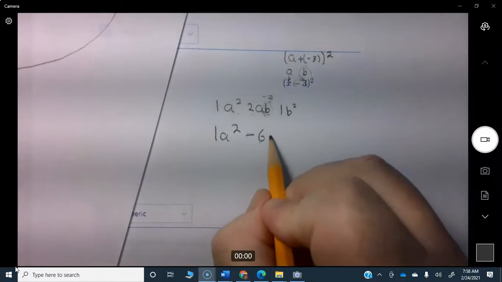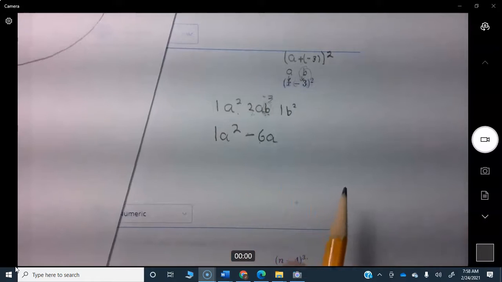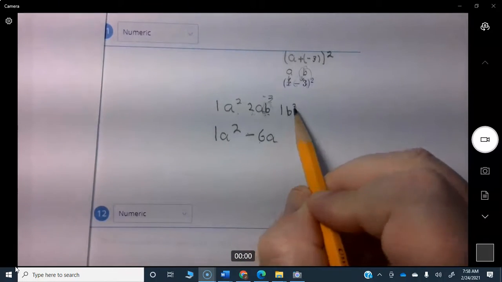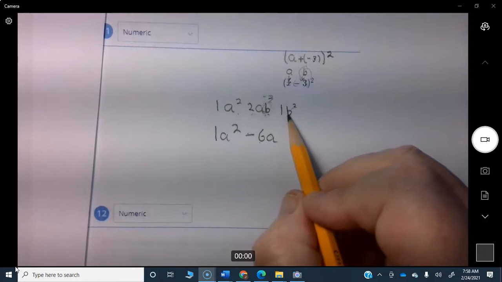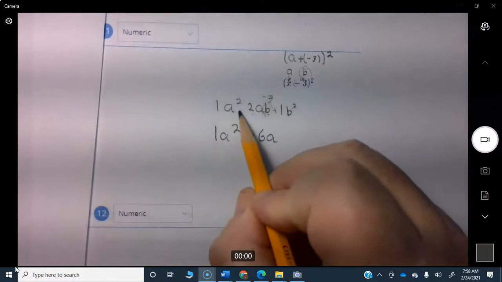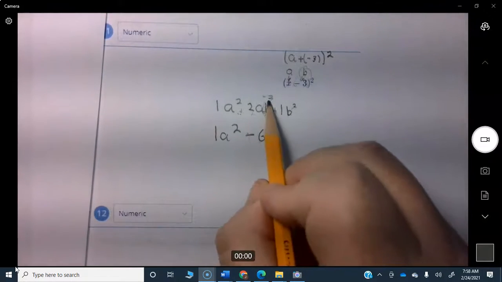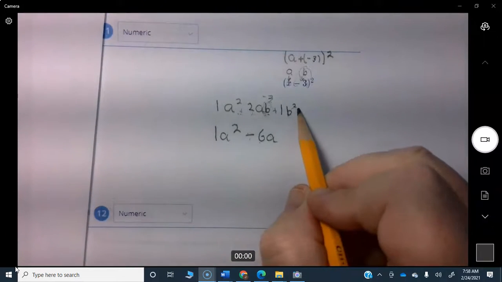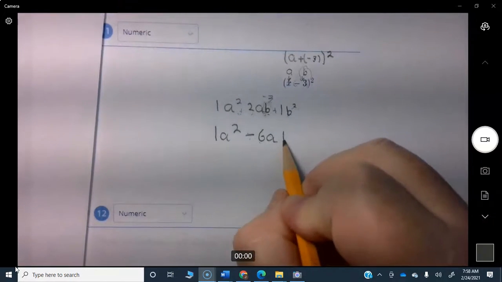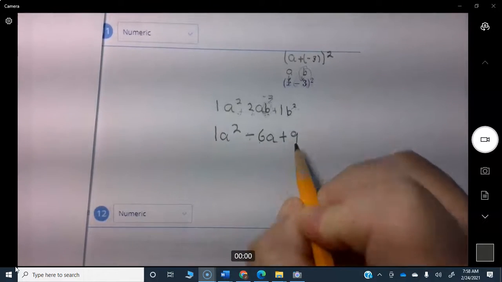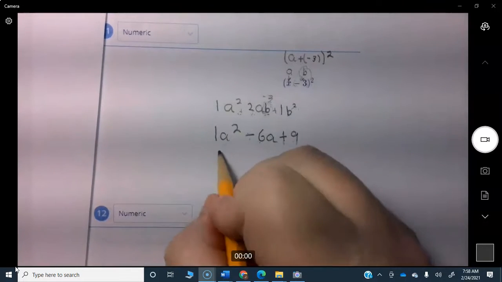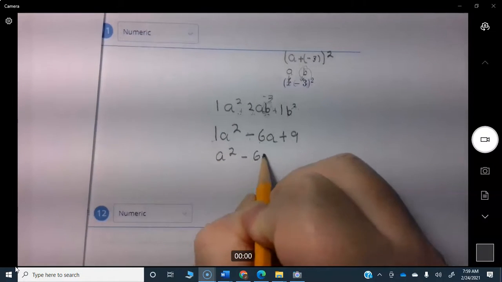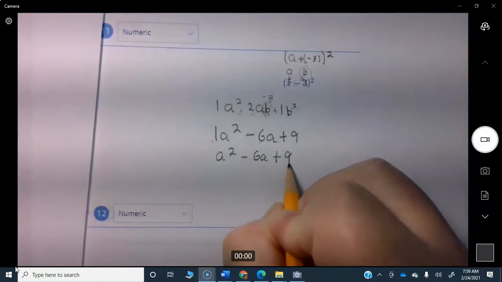And then the a. The a still stays a. That's a variable. You can't change that. And then finally, b squared. It's 1 times b squared, but that's just b squared. Okay, and I should have put plus signs in between these, but that turned into a negative because of the negative 3. B squared, now b is negative 3. Negative 3 squared is positive 9. So it's plus 9. Okay, and so you can take the 1 off if you want and just call it a squared minus 6a plus 9.